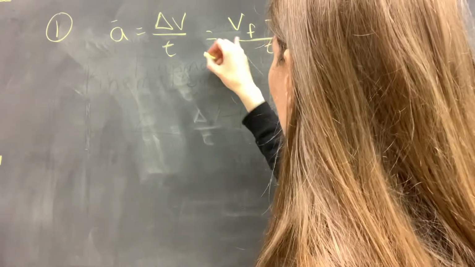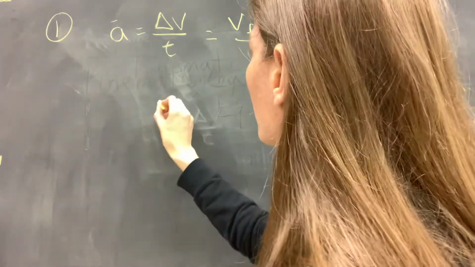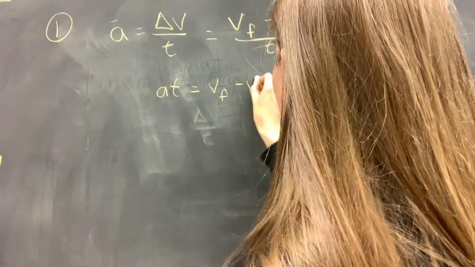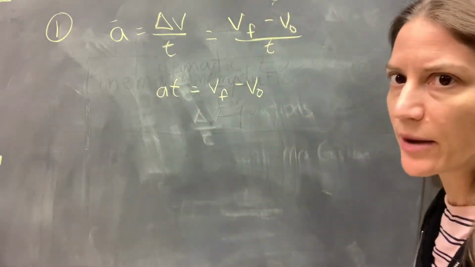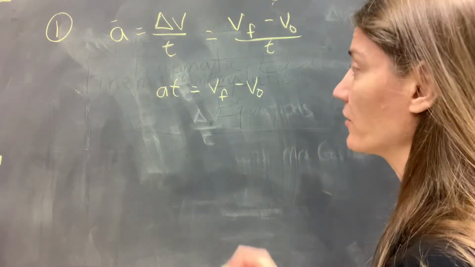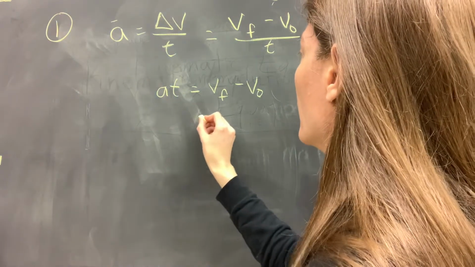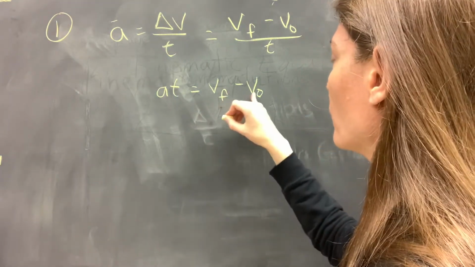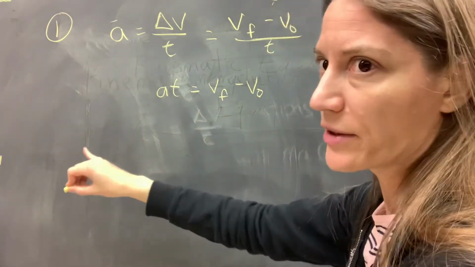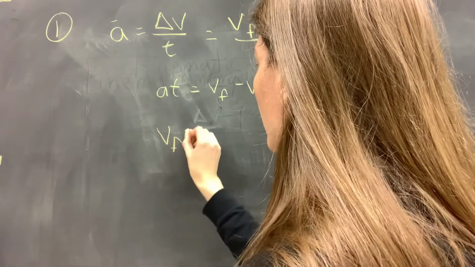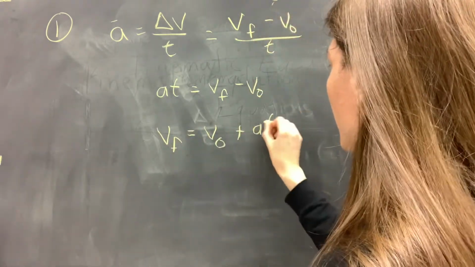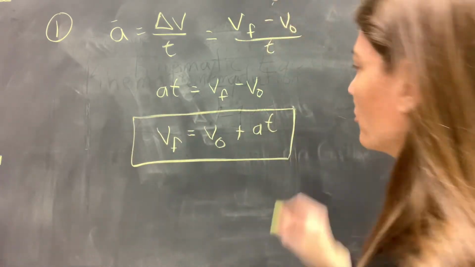When I solve for Vf, I'm going to multiply the t across, so I'll have a times t equals Vf minus V naught. If I skip too many steps, stop and go ask me, and I'll find someone who knows algebra to help you out through this. Now to get Vf by itself, I have to move the V naught to the other side. I'm going to put Vf on the left, because we usually put that on the left. So Vf equals V naught plus AT. That right there is kinematic equation number one.